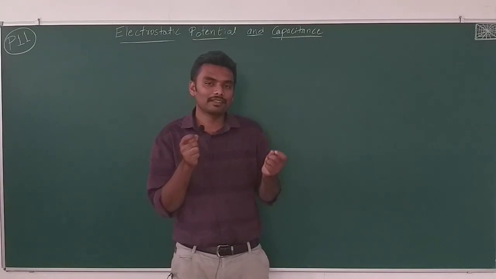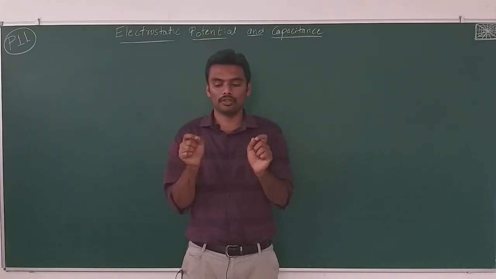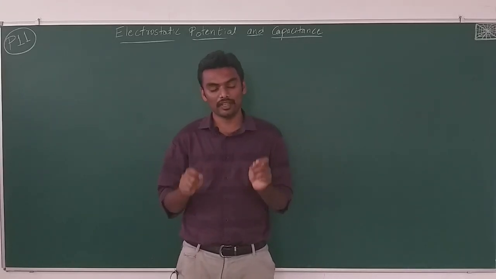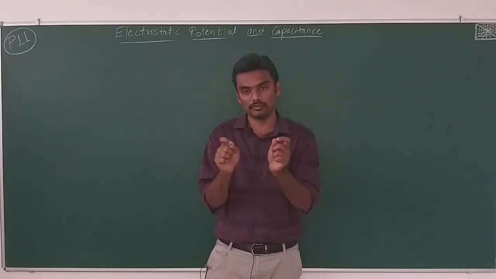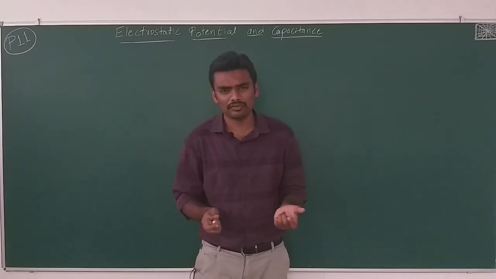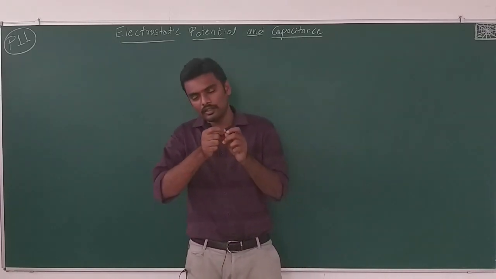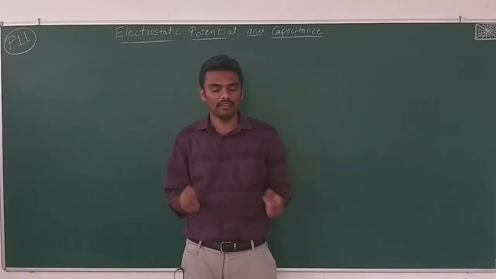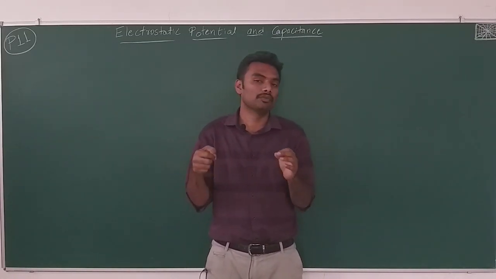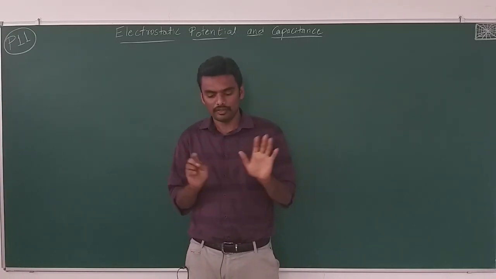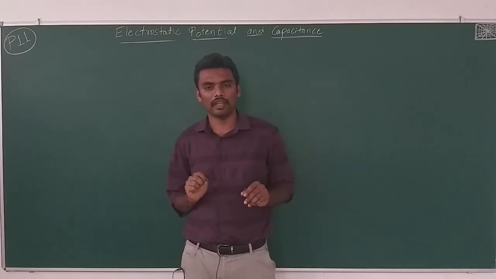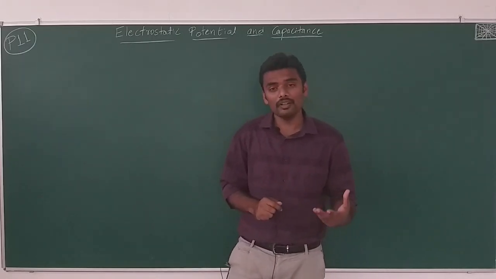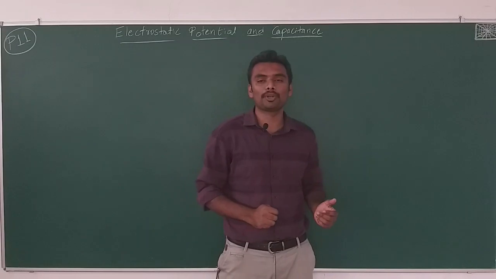Similarly, in the first chapter of electrostatics, electric charges and fields, we got to know that there exists a force between two charged bodies. What kind of force? If they are like charges, the force is repulsive. If they are unlike charges, the force is attractive. Anyhow, we have a force acting between two bodies. So wherever we have force, we can have potential energy.